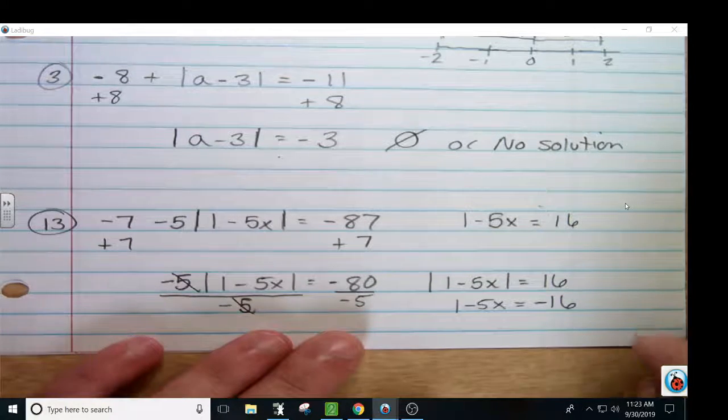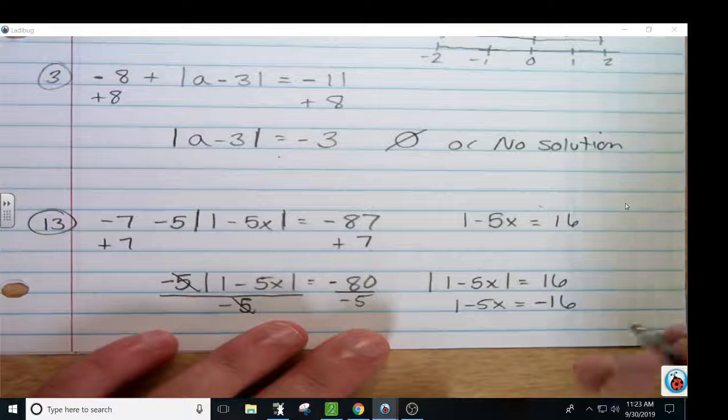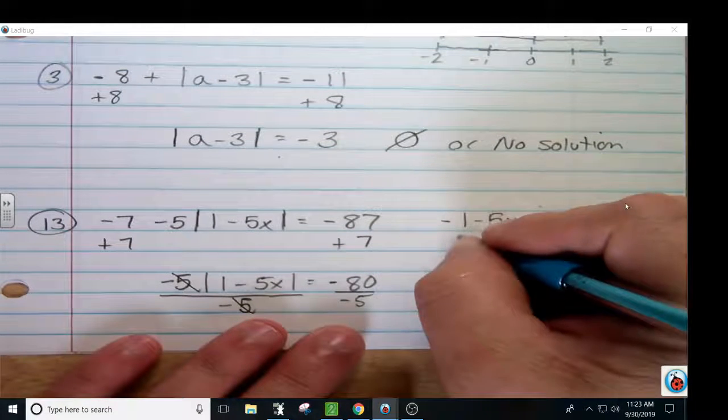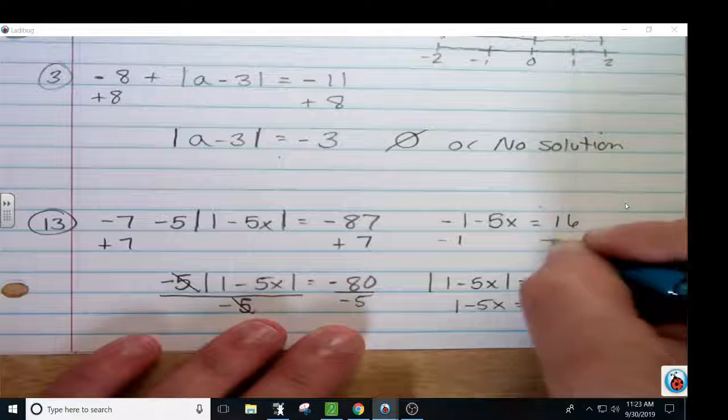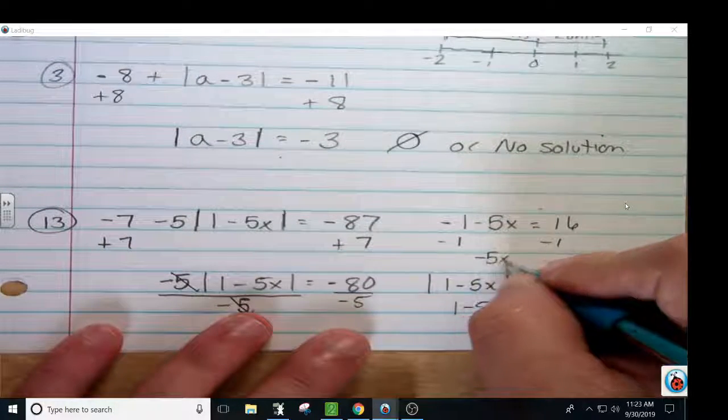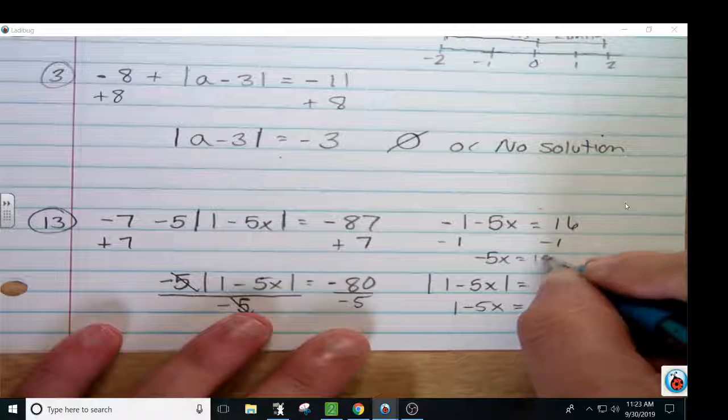All right. Now, we're going to subtract 1 from both sides. That is negative 5x equals 15.